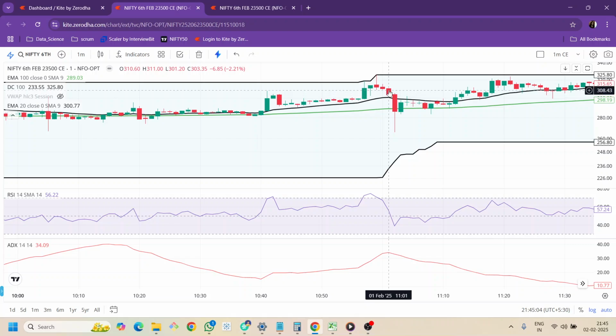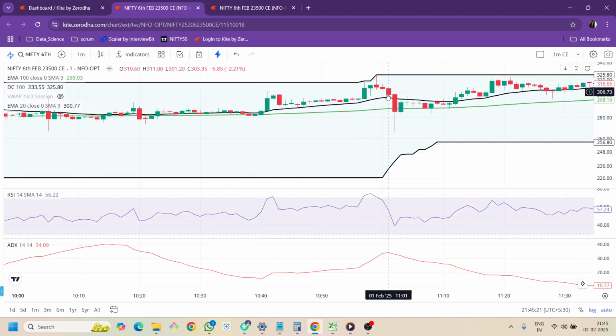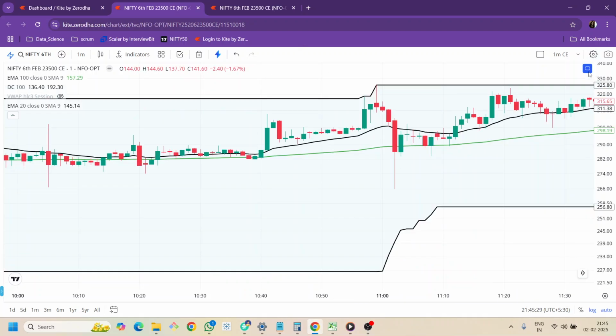Now this is 303. So I exited and I got 1,200 rupees. If I had exited here or here, wherever, it's up to you. So this is about technical analysis. Long story short, what I'm trying to tell you, keep this in mind: ensure that your entry is above the black line, and before it goes below the black line, try to exit.